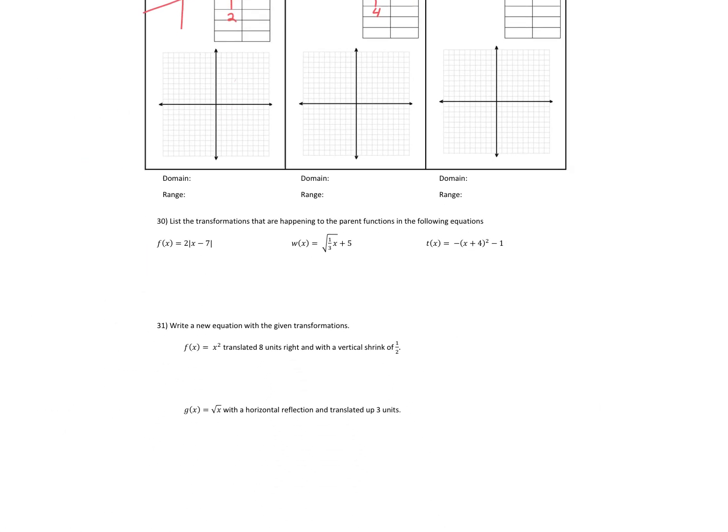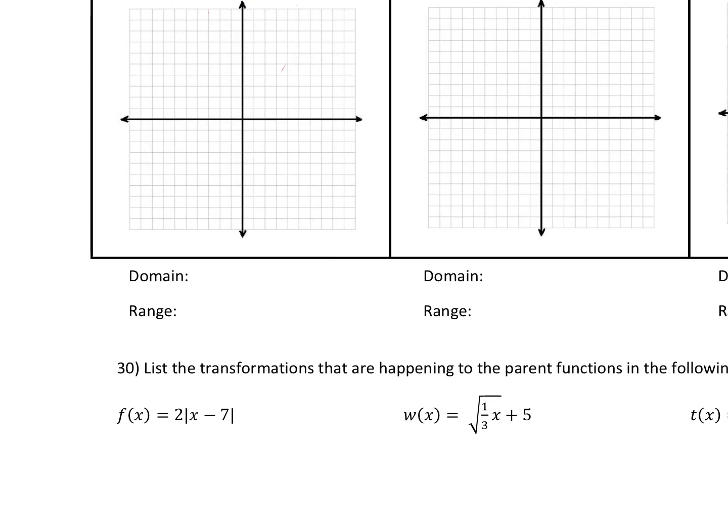All right, that's what you do for all of those. Once you see the picture, the domain is left to right, and the range is down, like how low it goes, to up, like how high it goes. When you see the picture, you get these from the picture.